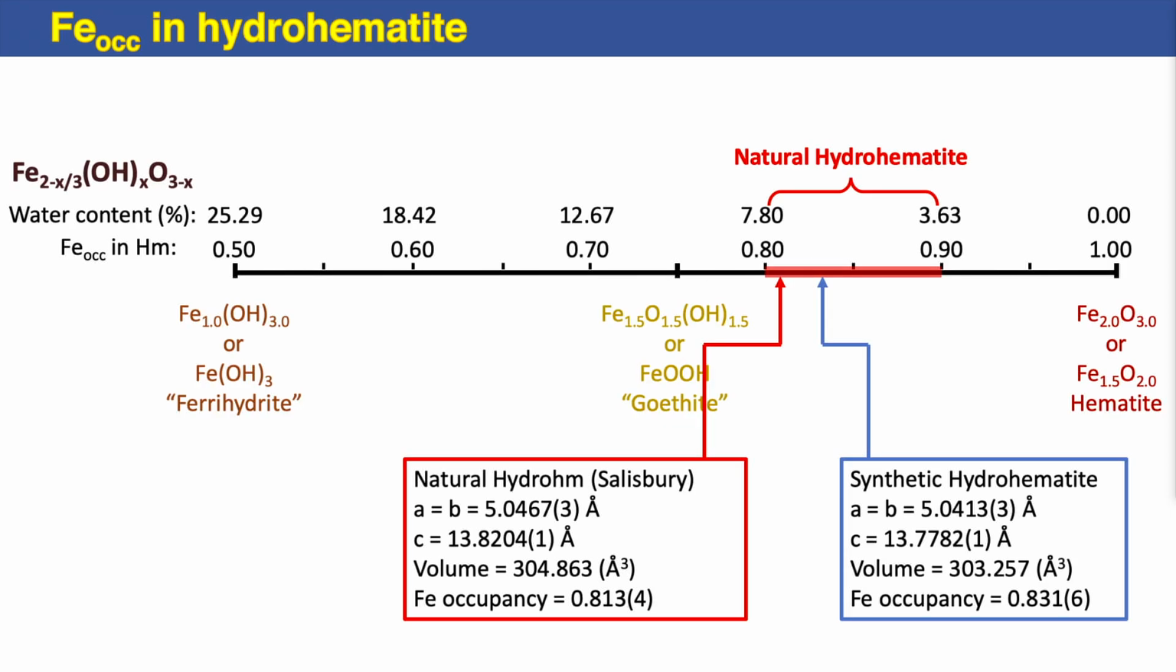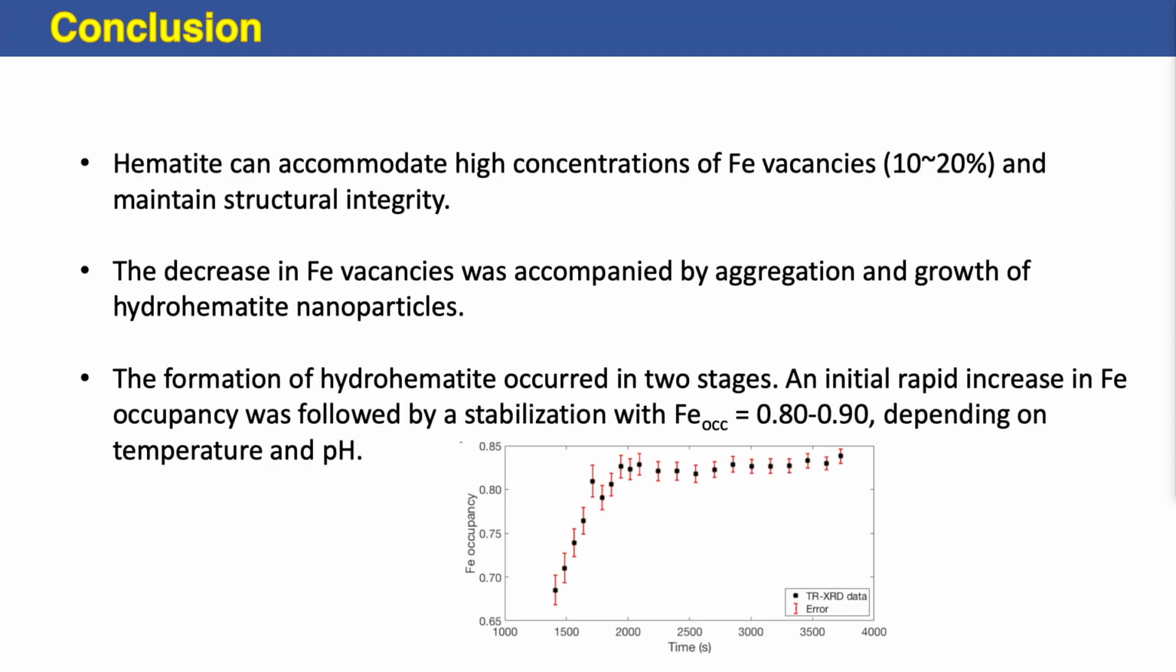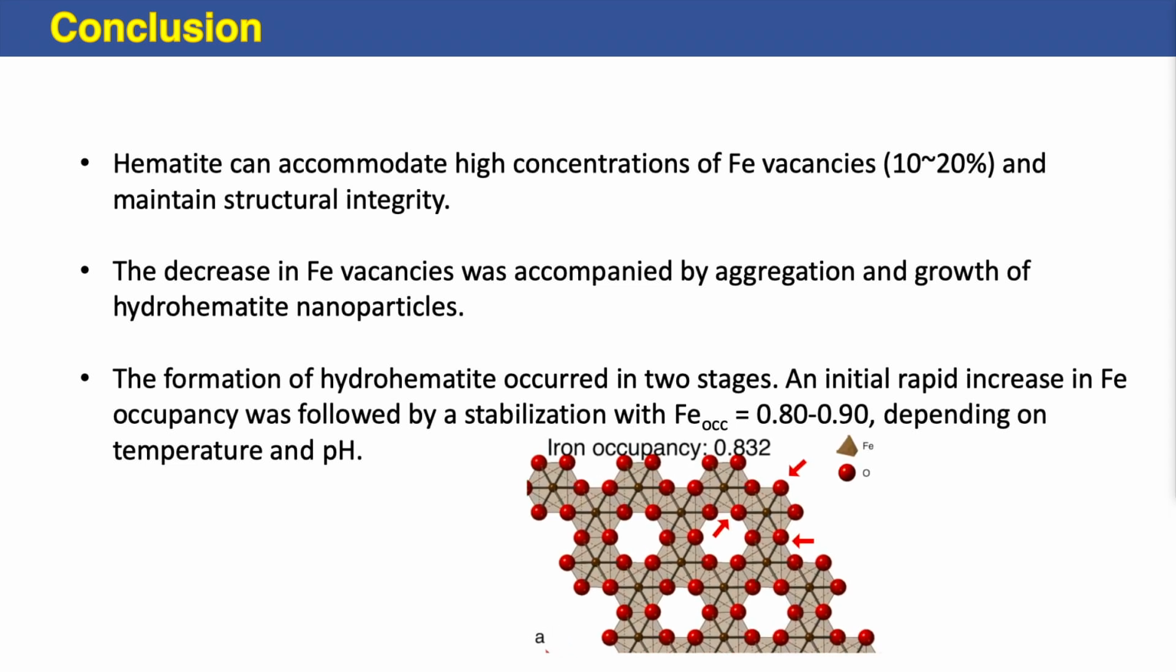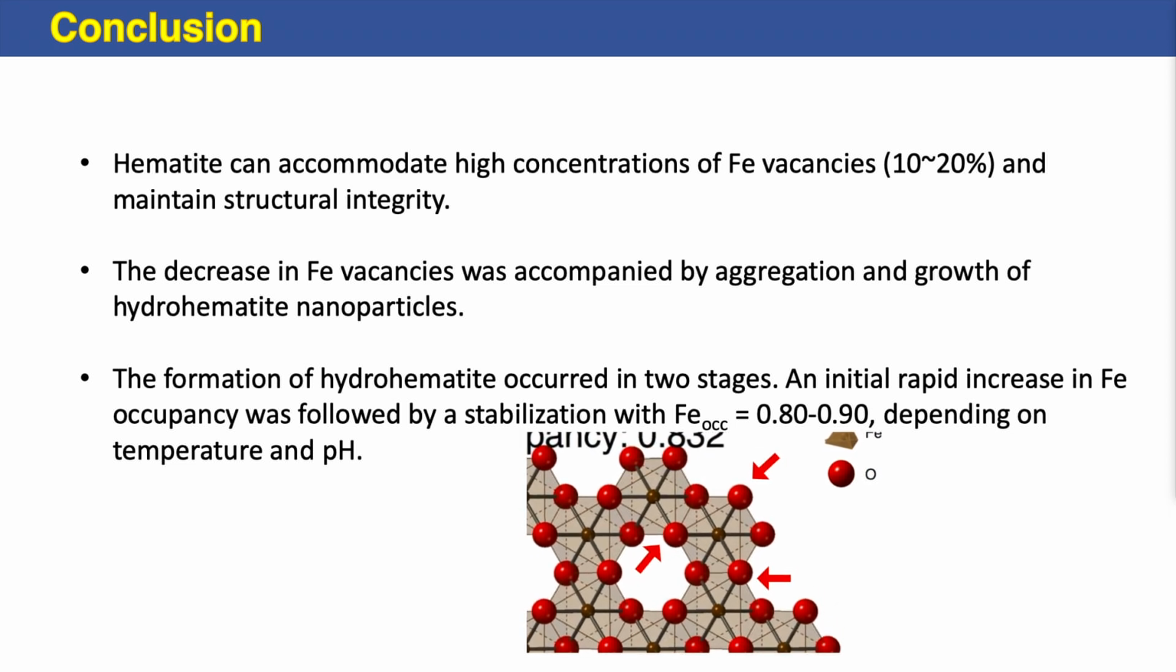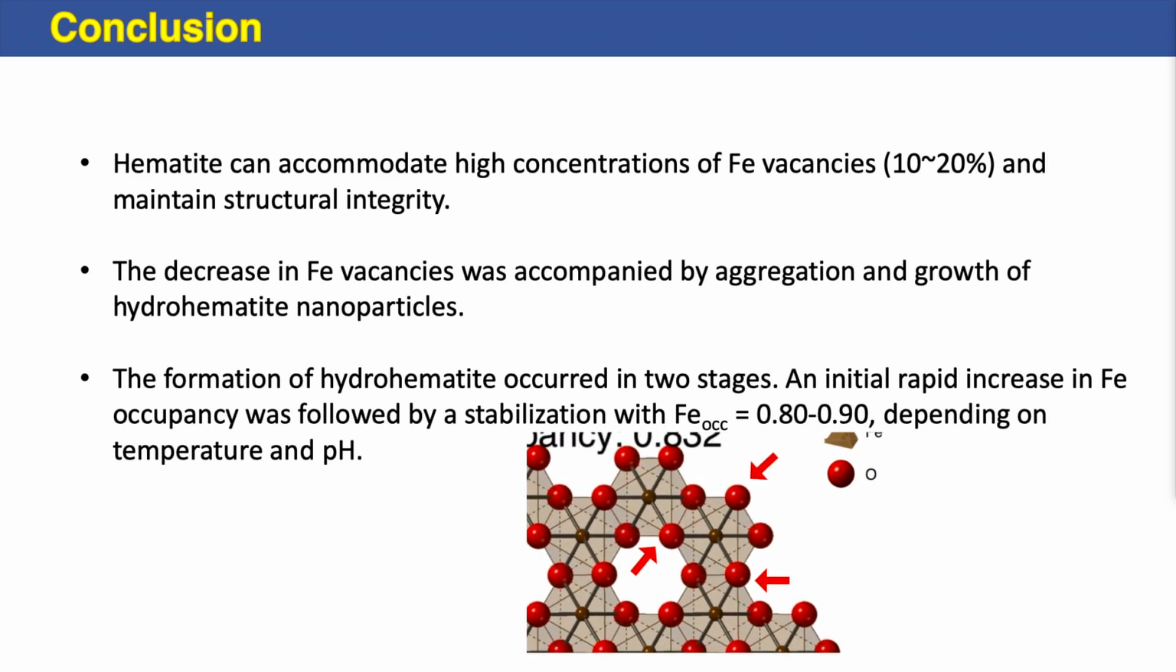We have synthesized hydrohematite that is isostructural with natural hydrohematite. The formation of hydrohematite evolves from a very deficient structure and stabilizes at an iron occupancy of 80 to 90%. This metastable hydrohematite exhibits the most symmetrical octahedra compared to the deficient hydrohematite and the stoichiometric hematite.